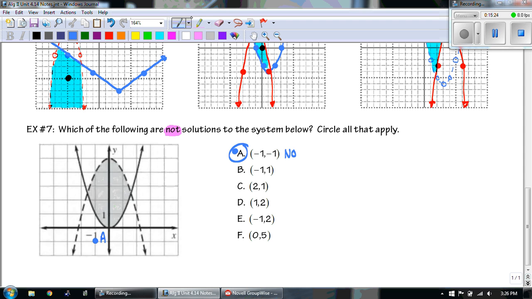Okay? For B, the next one is -1, +1. Now, if it is on the line, oops, sorry, wrong color. If it's on the line, that's a yes. And that's what they don't want. Okay, they want the ones that are no's. Okay, so go ahead and pause the video and see if you can do the other 4 points. Good luck.